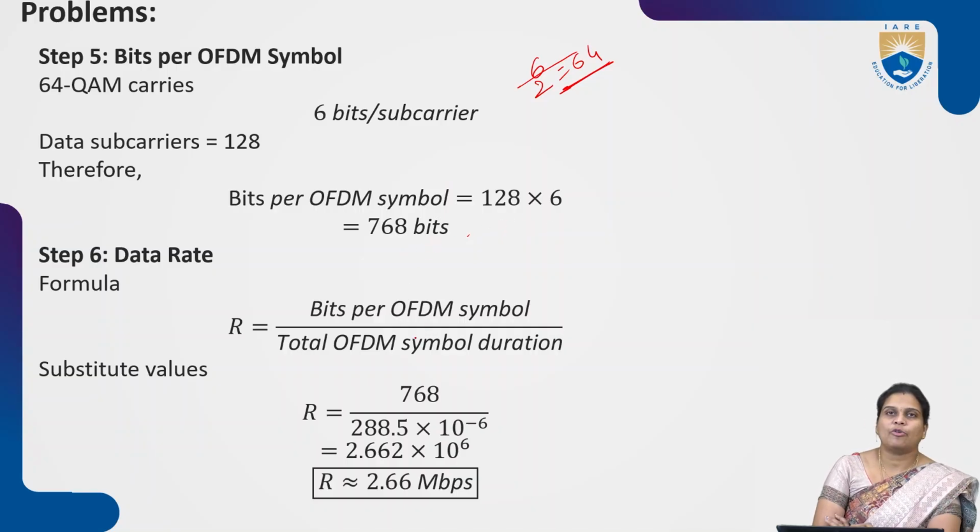How do we find the data rate? Already we know this formula: R equal to bits per OFDM symbol divided by total OFDM symbol duration. The bits per OFDM symbol is 768 bits. Total OFDM symbol duration equal to 288.5 into 10 power minus 6. So finally it is 2.66 megabits per second. By using 64 QAM, within a second we can transmit 2.66 megabits of data. So this is the procedure for calculating this.